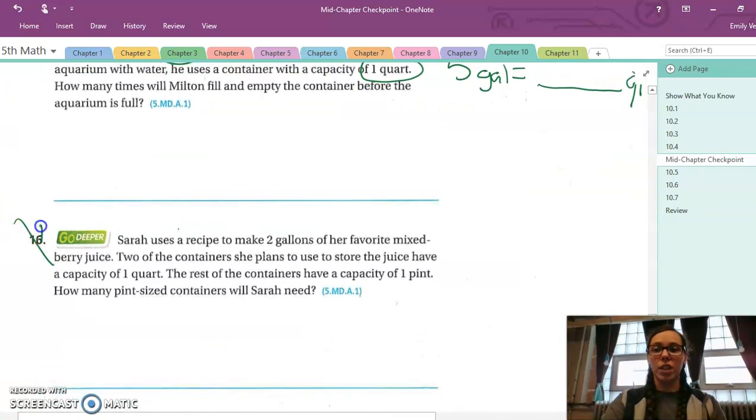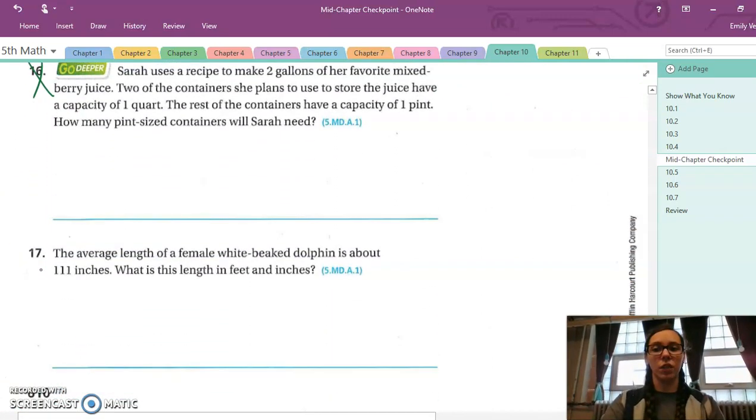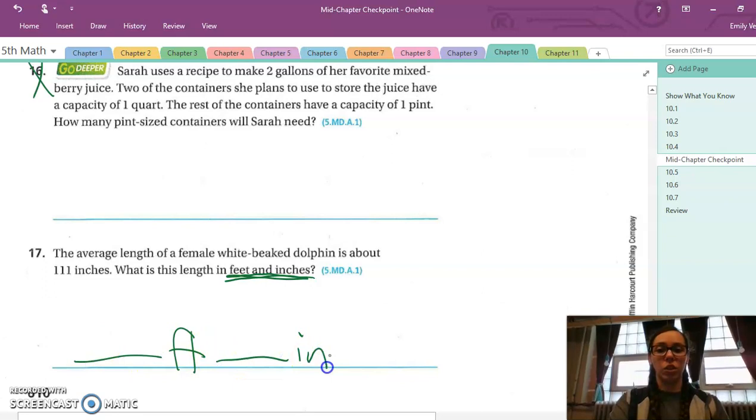Cross out number 16, and then you can try 17 as well. Okay, careful because some of them ask you for mixed measures here. What is the length in feet and inches? That means it'll be so many feet, so many inches. Okay, so that means you'll have a leftover something, and that's the inches that are left over.